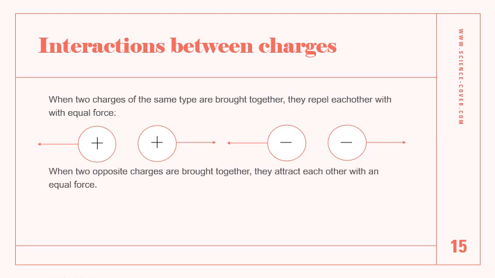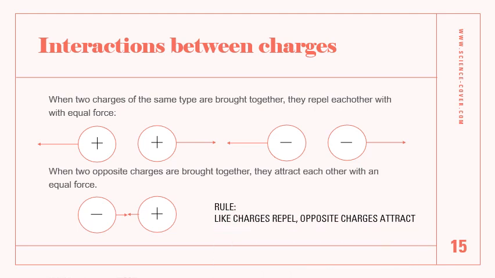However, when two opposite charges are brought together, they attract each other with an equal force. So this is a positive and negative charge, and they will be pulled together or attracted to each other with an equal force on each charge. We can summarize this with the rule: like charges repel and opposite charges attract.